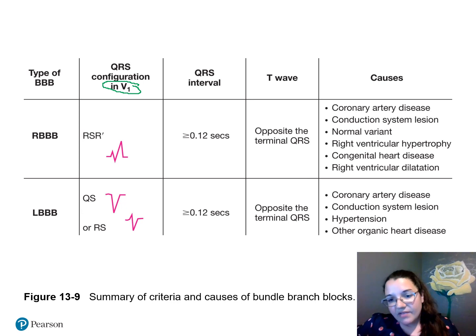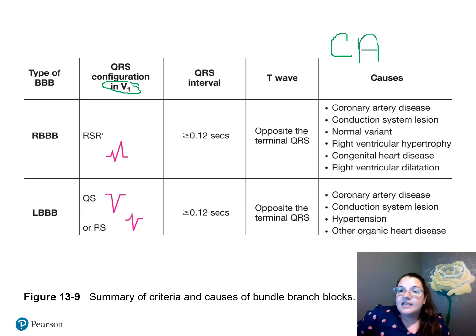What can cause us to have a block? Coronary artery disease, conduction system lesion, a normal variant, right ventricular hypertrophy, congenital heart disease, and right ventricular dilation. That is for your right bundle branch block. For my left bundle branch block, it can be caused from coronary artery disease, also known as CAD. Make sure you know that abbreviation. On the national test, they will not spell it out for you. Conduction system lesion, hypertension, or an organic heart disease.